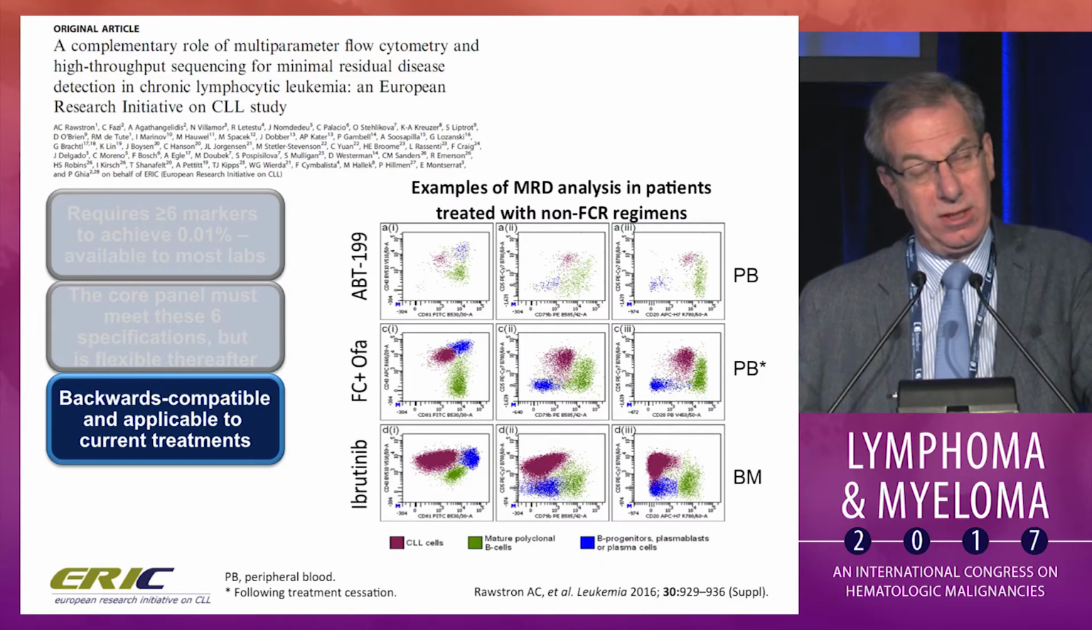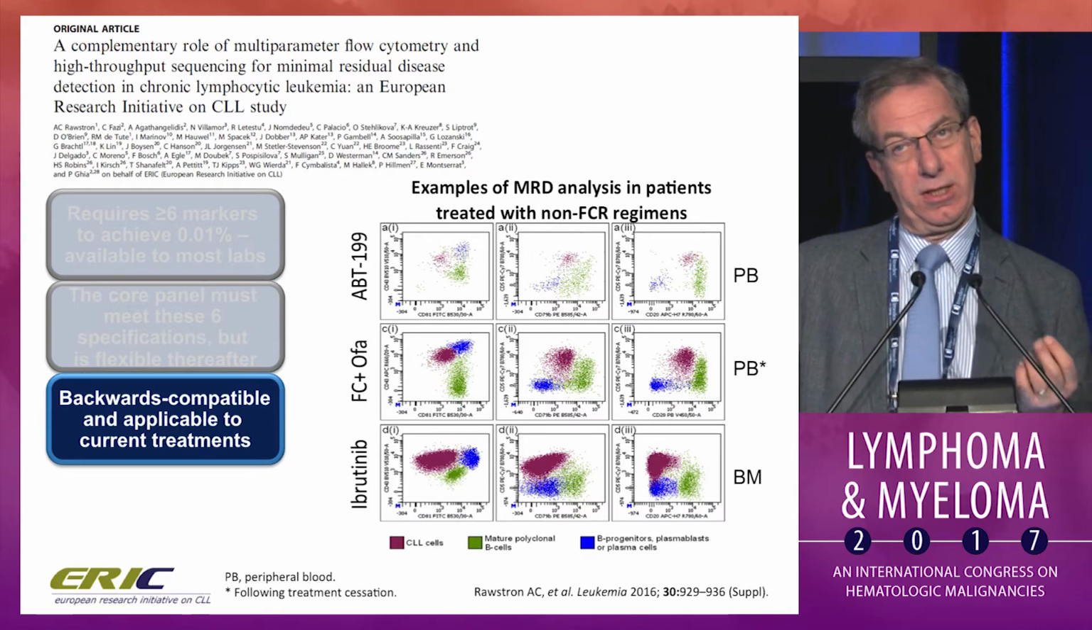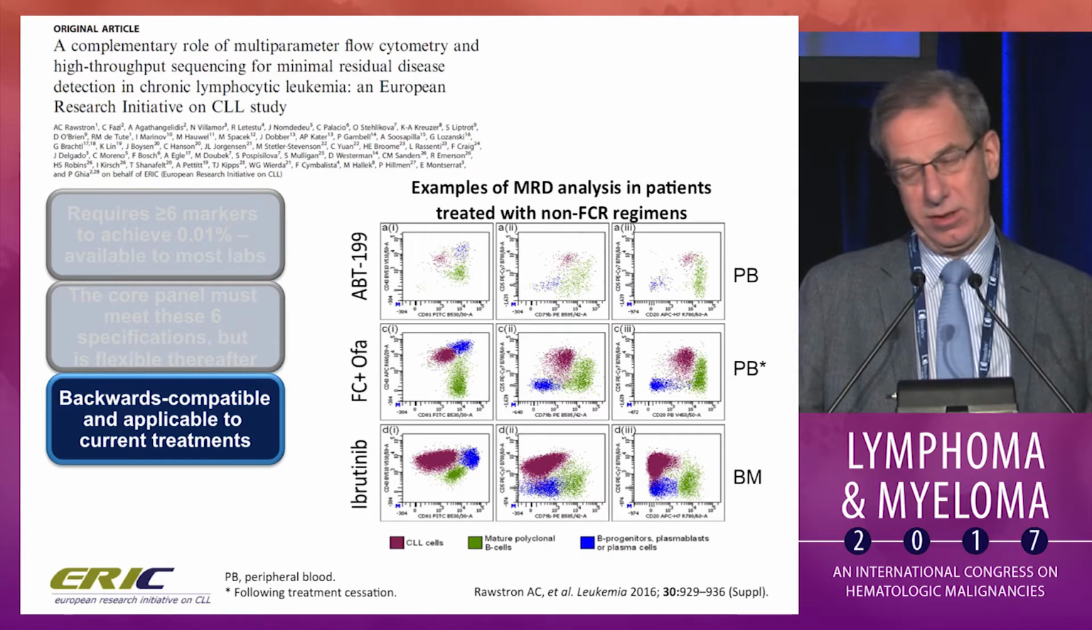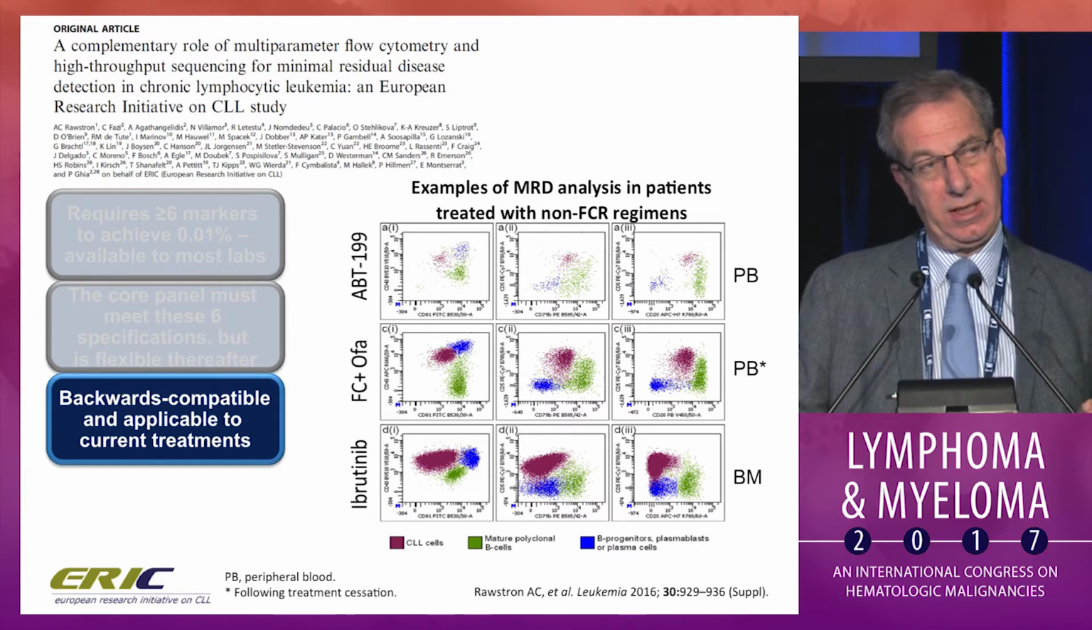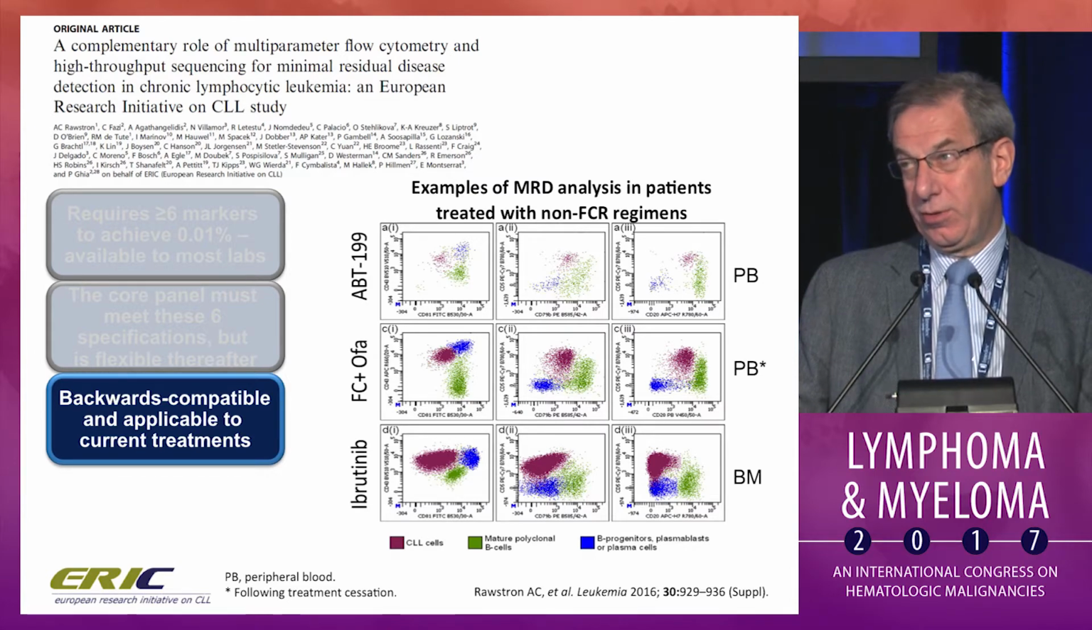We also showed that this is compatible with therapy, so it's very important as a surrogate that it's not just effective or measurable with a single type of treatment. So as you can see here, these assays will work with venetoclax, chemotherapy, ibrutinib-based treatment. So it's very important that the therapies we use do not interfere with the assays that we're performing.